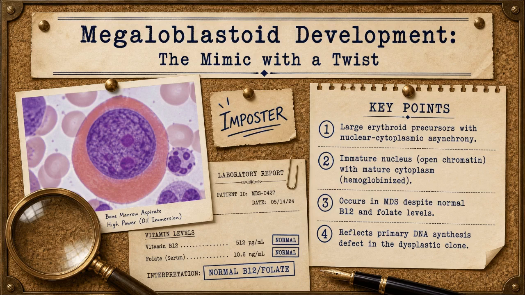Your role in recognizing these megablastoid features and understanding their context within normal B12 and folate levels is crucial for guiding the diagnostic process. It helps differentiate MDS from easily treatable nutritional deficiencies. With that, we've thoroughly covered dyserythropoiesis. Next, let's move on to the abnormalities we see in the myeloid lineage, dysmyelopoiesis.